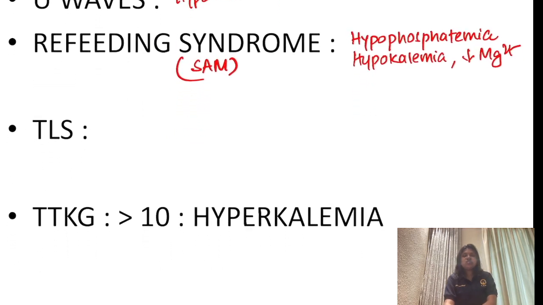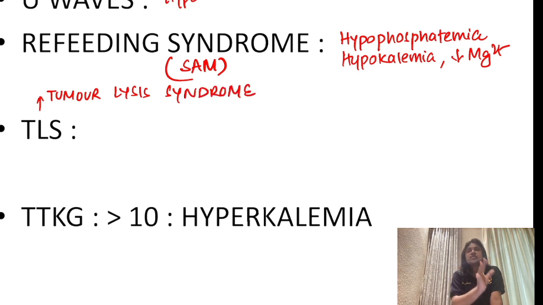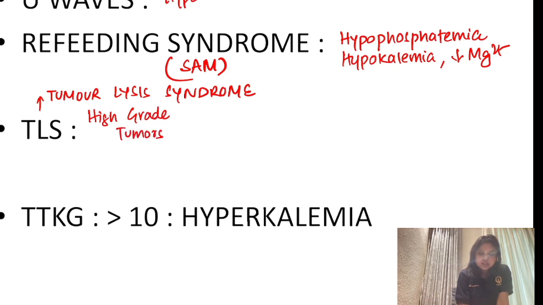And the next one is very, very important, that is about the TLS or the tumor lysis syndrome. So let's break the words. Tumor lysis syndrome, it is a syndrome which occurs because of the lysis of tumor. So it can occur either before chemotherapy or usually 12 to 48 hours after the start of chemotherapy. Okay, and in high grade tumors. So what high grade tumors we are talking about? It can be either non-Hodgkin lymphoma or ALL or AML.